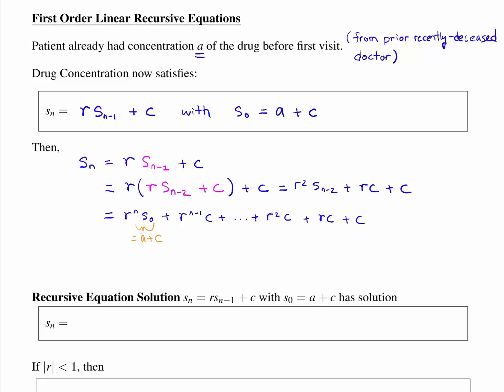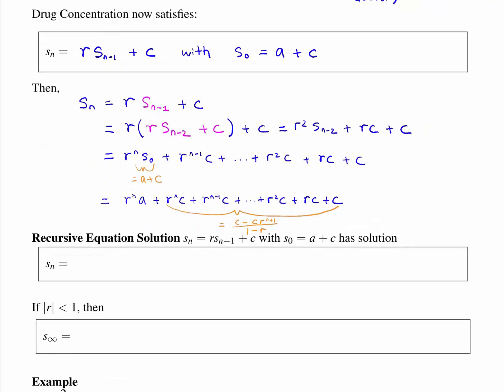So if we separate that out, we get r to the n A plus r to the n c plus r to the n minus 1 c plus r squared c plus rc plus c. Now all but the first term constitutes the geometric sum. So we know that it's the first term, which is c, minus the next term, which is c times r to the n plus 1, all over 1 minus multiplier r. And this gives us now the recursive equation solution.